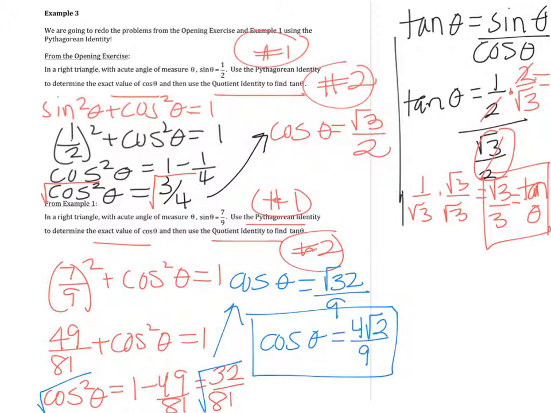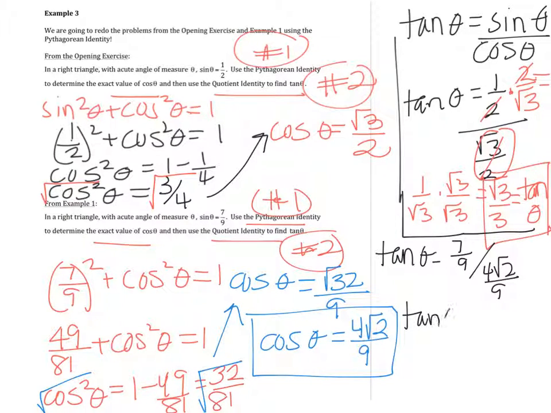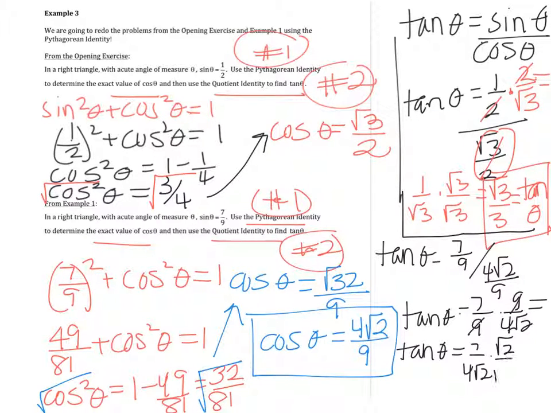Now I have to plug it in to find the tangent. We know it is sine, 7/9, divided by cosine, 4 radical 2 over 9. I'm going to multiply the numerator by the reciprocal of the denominator. But now I'm going to have a radical in the denominator, which I'm going to have to rationalize. So 7 over 4 radical 2 times radical 2 over radical 2 is equal to 7 radical 2 all over 8.